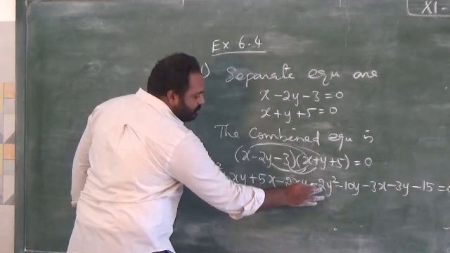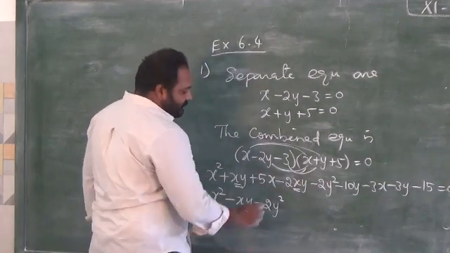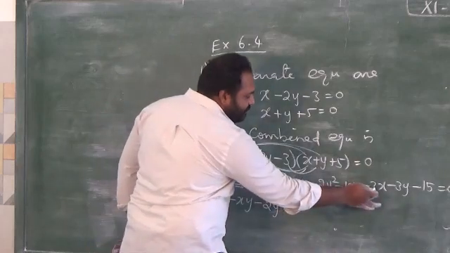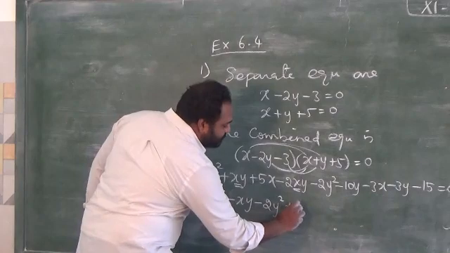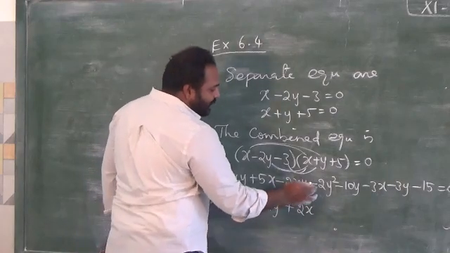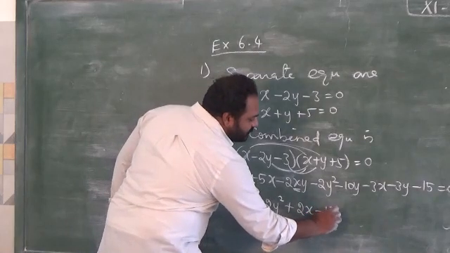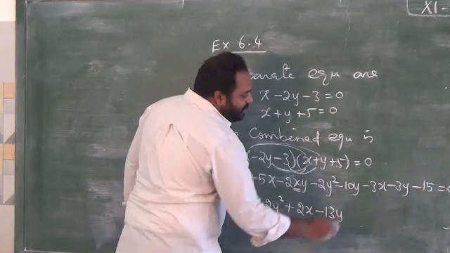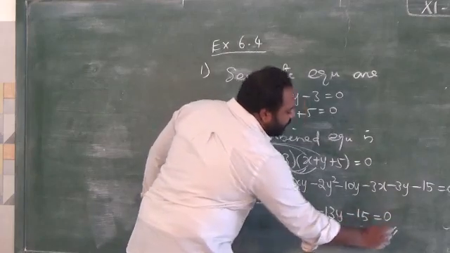Next, the y square term, we have 1, minus 2, so minus y square. Then x term: here plus 5x, here minus 3x, so plus 2x. Next y term: minus 10, minus 3, it is minus 13y. Next constant term, we have only one, it is minus 15. So this is the combined equation.